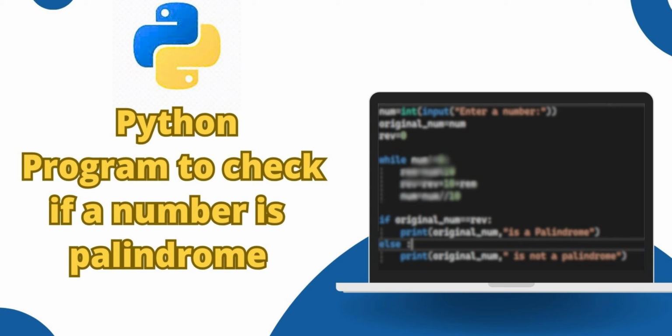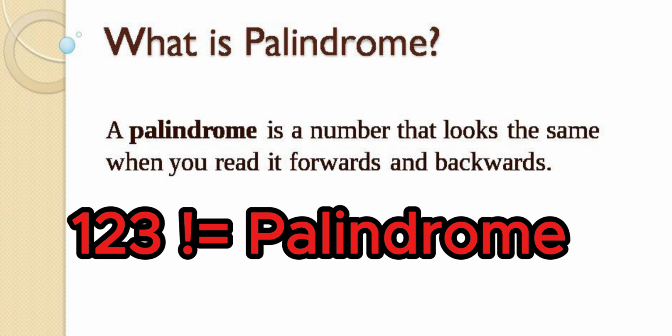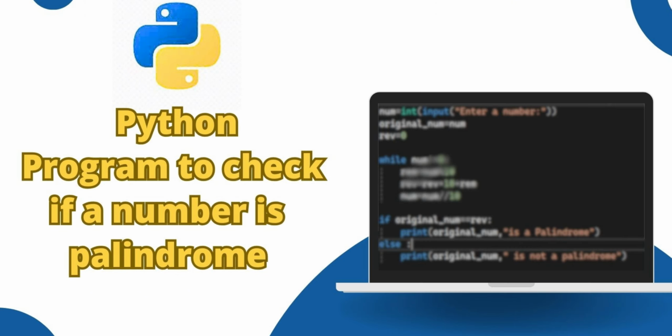Python. What is a palindrome? A palindrome is a number that looks the same when you read it forwards and backwards. For example, 121 and 12321 are palindromes. But 123 is not a palindrome because it becomes 321 when you reverse it. By the end of this video, you will know how to write a Python program to check if a number is a palindrome. So let's get started.